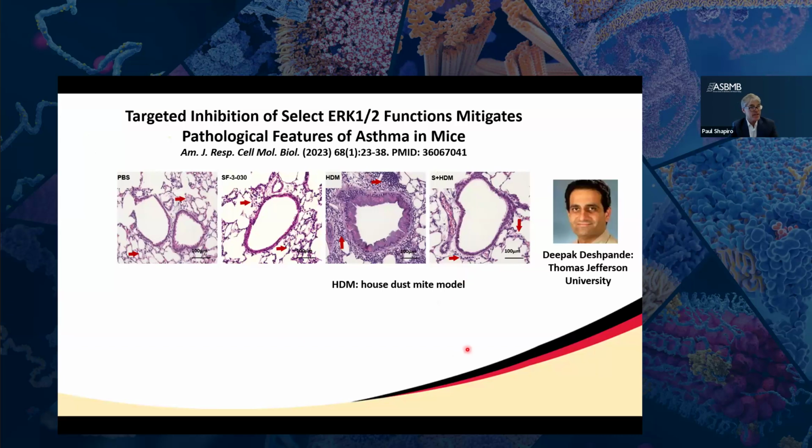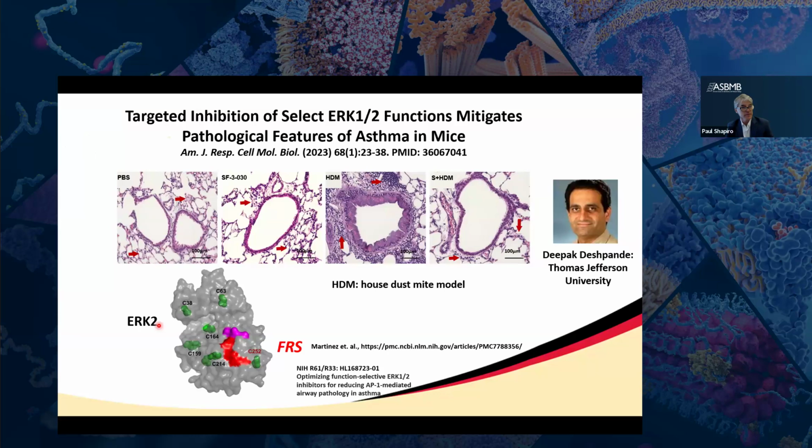It turns out that this compound that was used in the study targeted a region right next to the F recruitment site. And that's where it was designed to target. It targeted this region here in red, which is the F recruitment site. And we now have funding to explore that in further detail, to take those compounds, optimize them, and then take them hopefully into clinical testing.